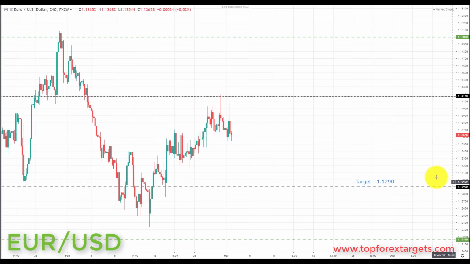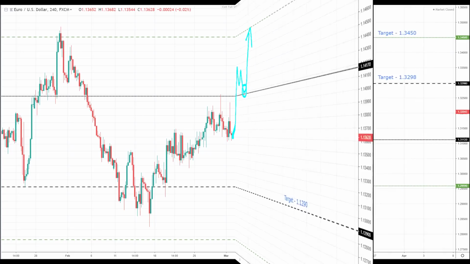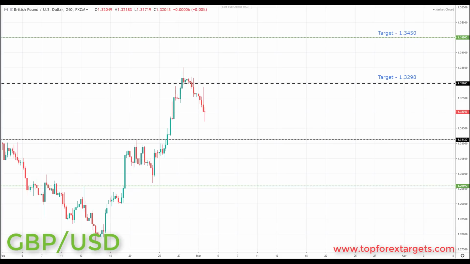You will see sometimes if price just trades straight through and we do not get a confirmed bearish pattern like this, we're just simply looking to reverse this to the upside. Okay, so I hope that answers the questions that some of you guys have been asking. So the next market we're going to look at is pound dollar.